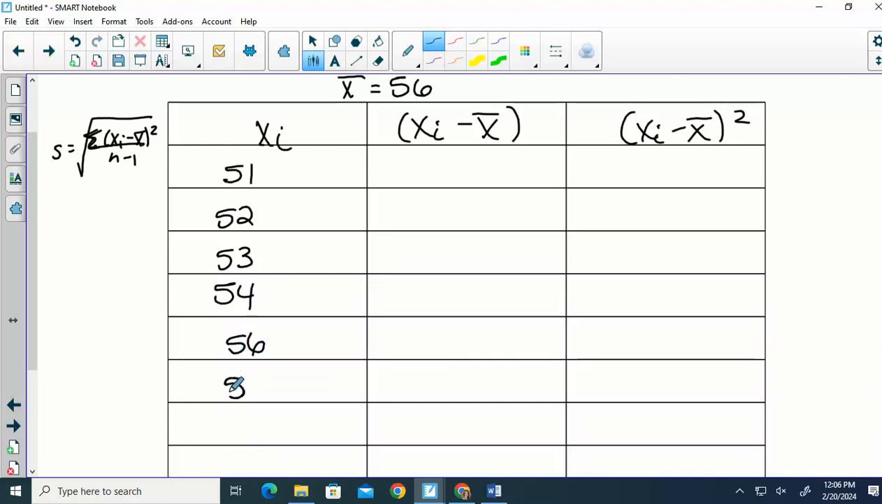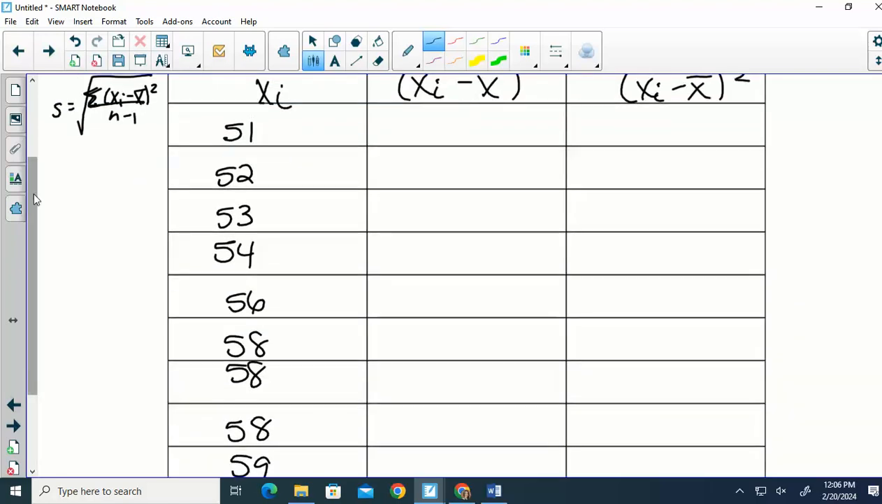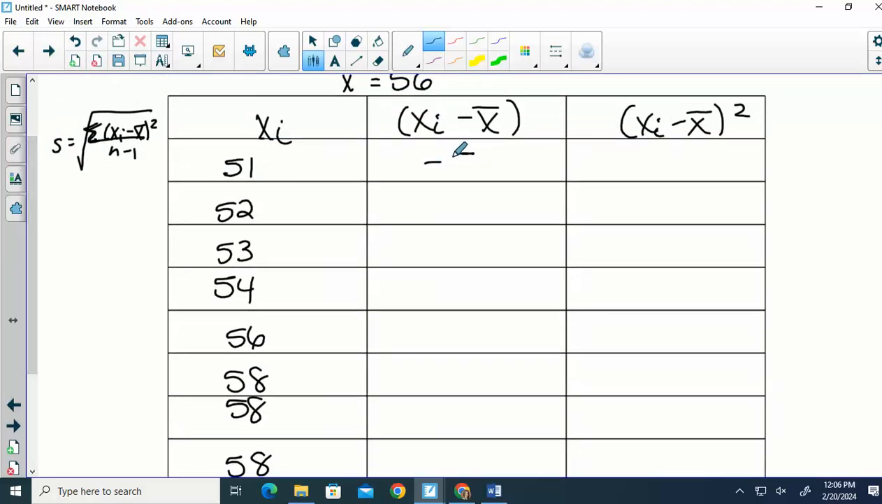Make sure, I think another problem I saw in the quiz, if you have repeated values, you have to put every one of those in there. So we had 3 58s. Yeah, 59. I didn't make enough. Okay. So 51 minus 56 is negative 5. Negative 5 squared is 25. 52 minus 56 is negative 4. Squared is 16. 53 minus 56 is negative 3. Squared is 9. 54 minus 56 is negative 2. Squared is 4. 56 we get zeros.